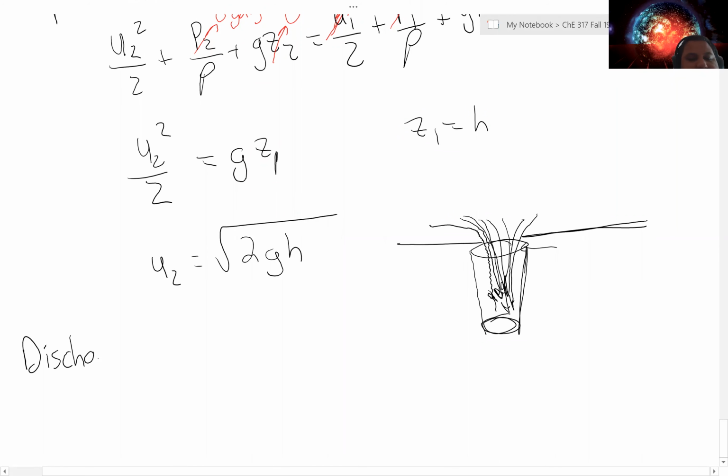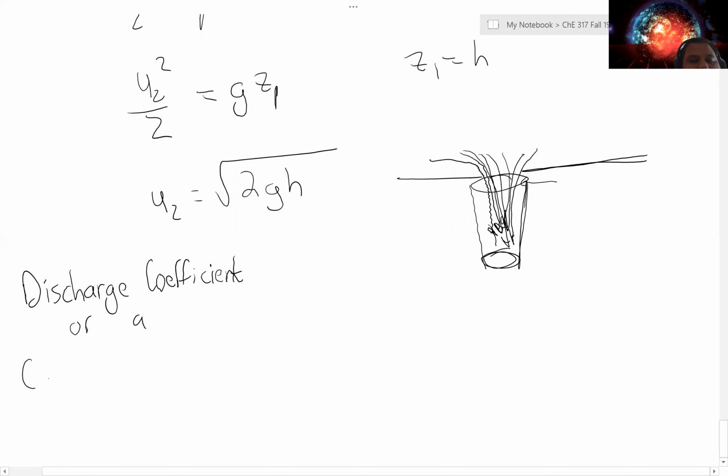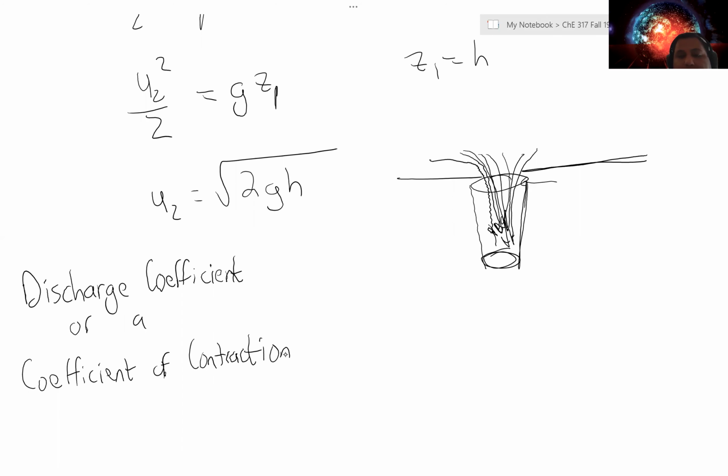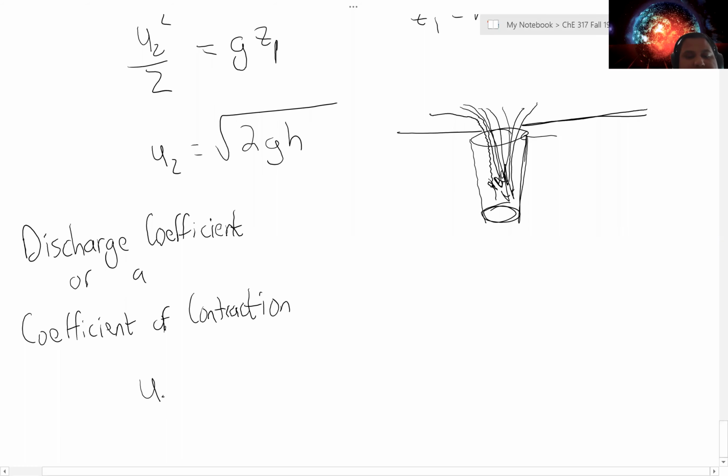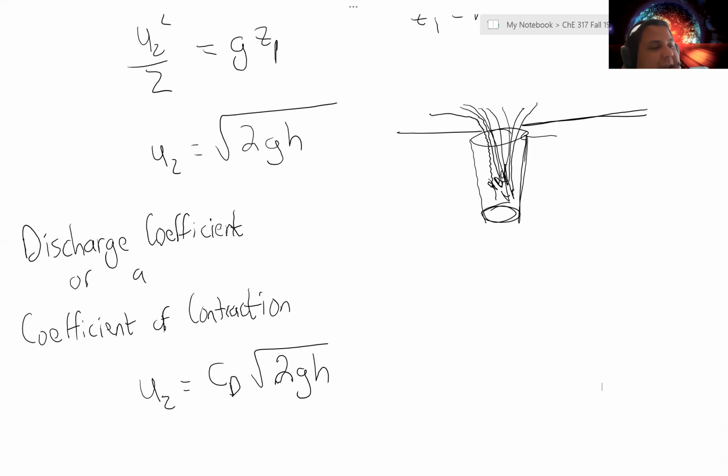Such that we often define what's known as a discharge coefficient, or a coefficient of contraction, that corrects for this contraction that we see as flow leaves our system. And so what we're left with is essentially a corrected expression for the velocity as it leaves or discharges to the atmosphere.